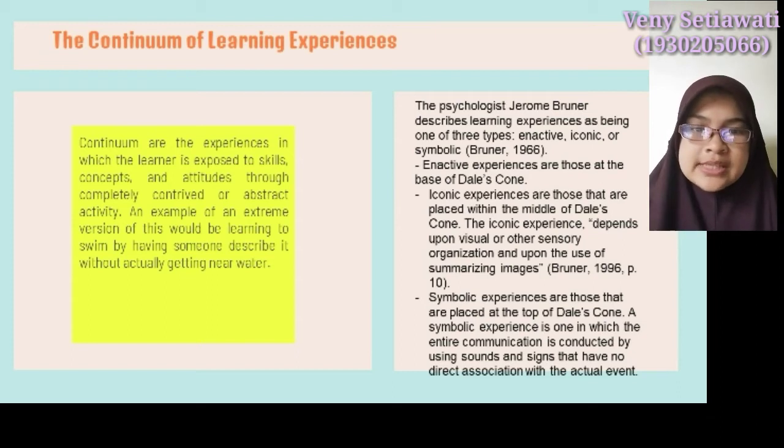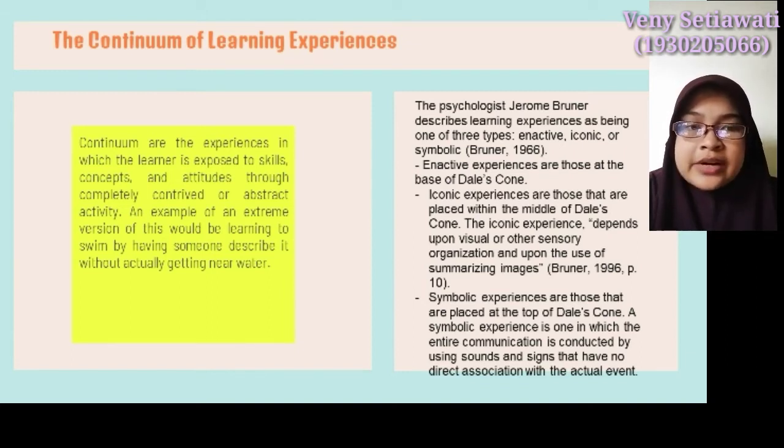Continuum is the experiences in which the learner is exposed to skills, concepts, and attitudes through completely contrived or abstract activity. An example of an extreme expression of this would be learning to swim by having someone describe it without actually getting near water. The psychologist Jerome Bruner describes learning activities as being one of three types. The first enactive, the second iconic, and the last symbolic. Enactive experiences are those at the base of the cone.